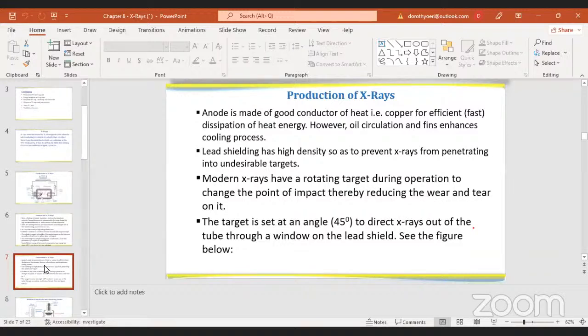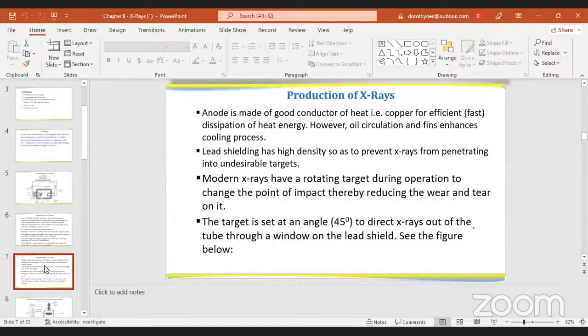We also have oil, which is in circulation, which is also for cooling. And then we have the fins also. All that, the metal of good conduction, the oil circulation, and the fins are all for one process, to cool.